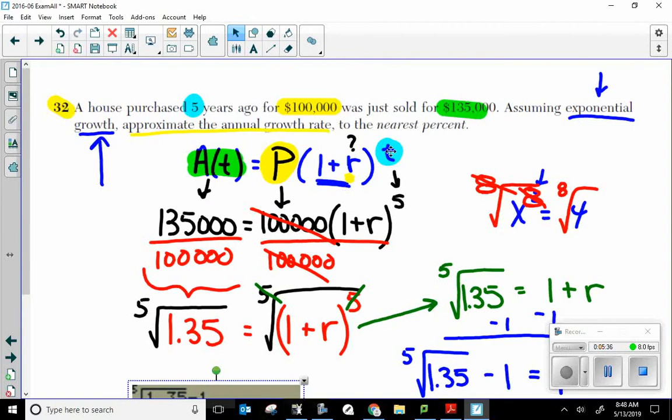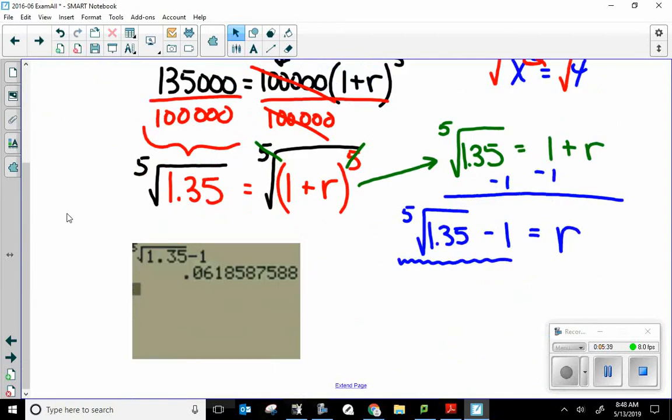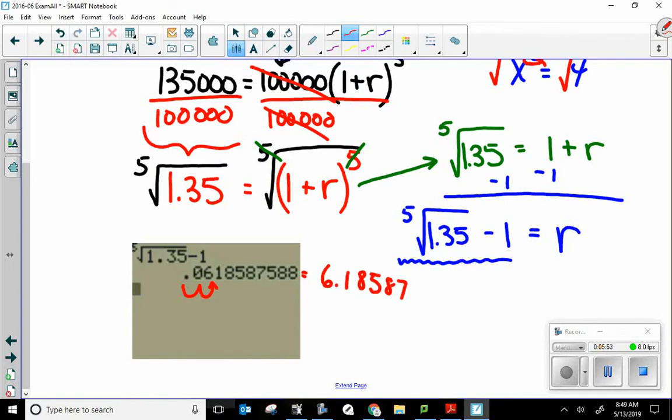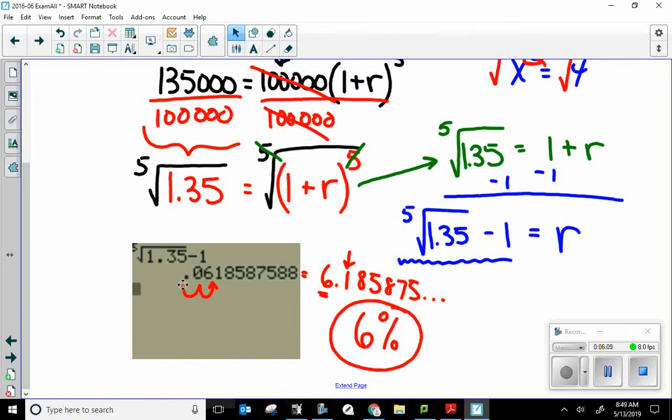They want this to the nearest percent, okay? So I got to come back here and take a look at this and say, in order to change this decimal into percent, I slide the decimal over 2 times. So that gives me approximately 6.18587.5, etc. percent. But they want it to the nearest percent, which means the nearest whole number. That will stay 6 because the number after it is smaller than 5. So your growth rate for a house that you bought at $100,000 and sold 5 years later for $135,000 should be approximately 6% growth rate.